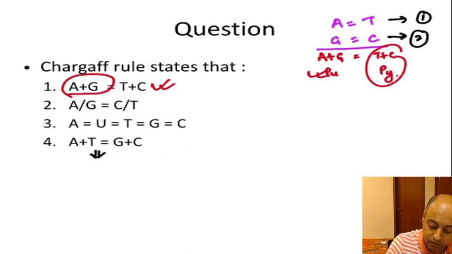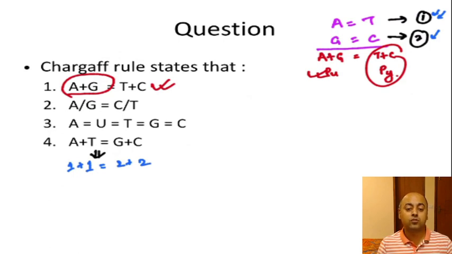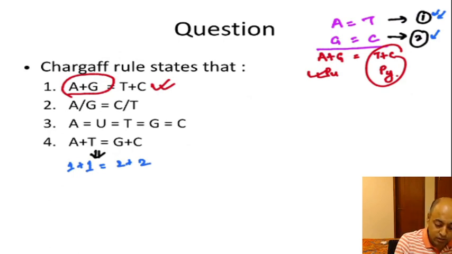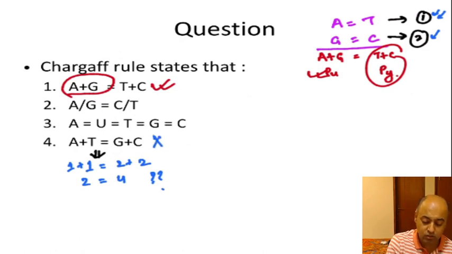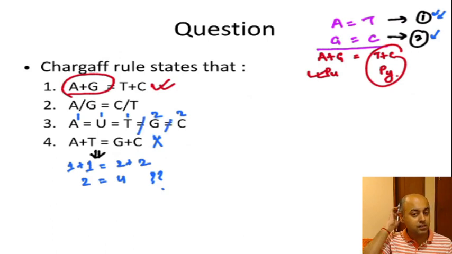Let us see, A is 1, T is also 1, 1 plus 1 is equal to G is 2 and C is 2. 1 plus 1 is equal to 2 plus 2. The question is saying 2 is equal to 4, true or false? No, this is false. This is not correct. Similarly, A is 1, U is 1, T is 1, but G and C are 2. So this comparison is not correct. So option 3 is also not correct.